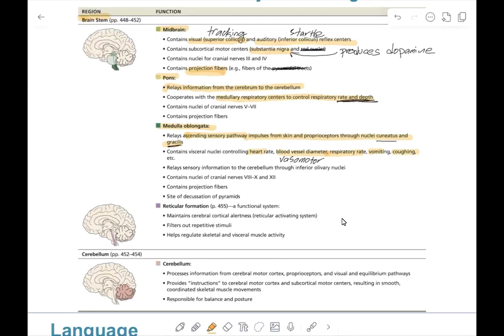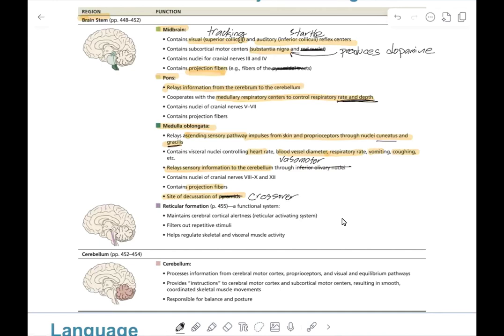It relays sensory information to the cerebellum. You don't have to know the inferior olivary nuclei. And it has projection fibers, and it's a site for decussation of corticospinal tracts, which are the pyramids. And decussation just means that they cross over to the opposite side of the body.